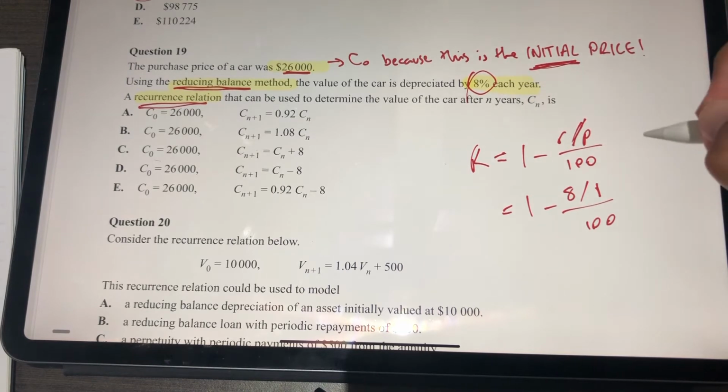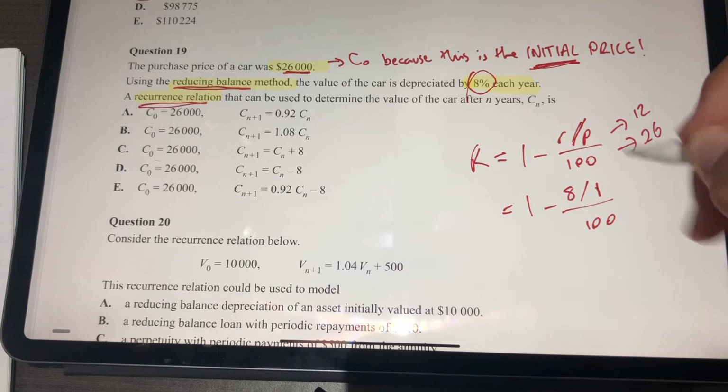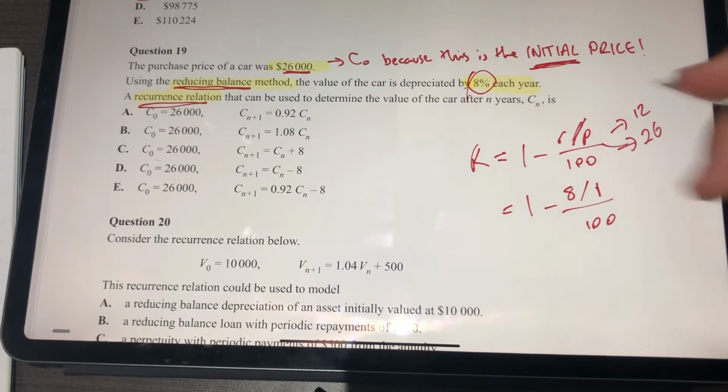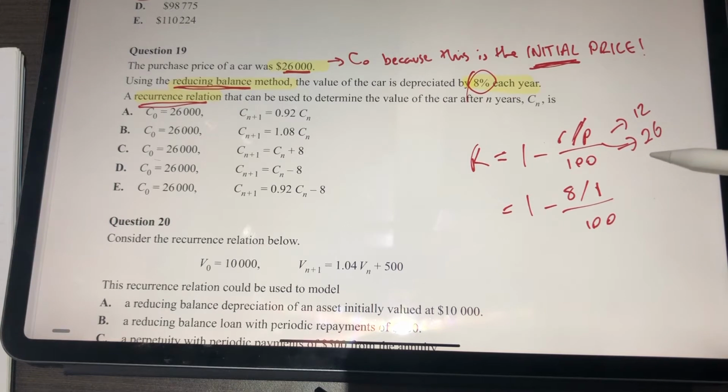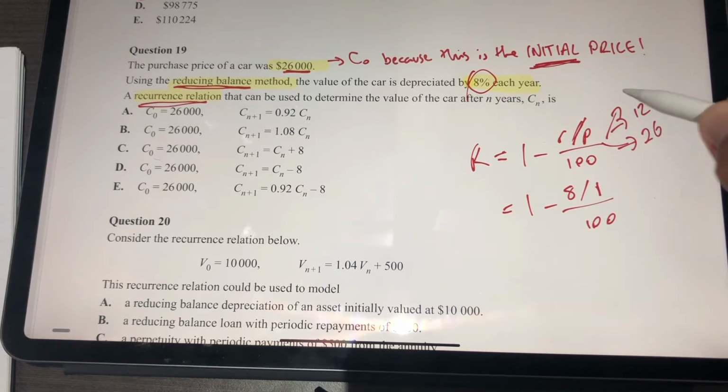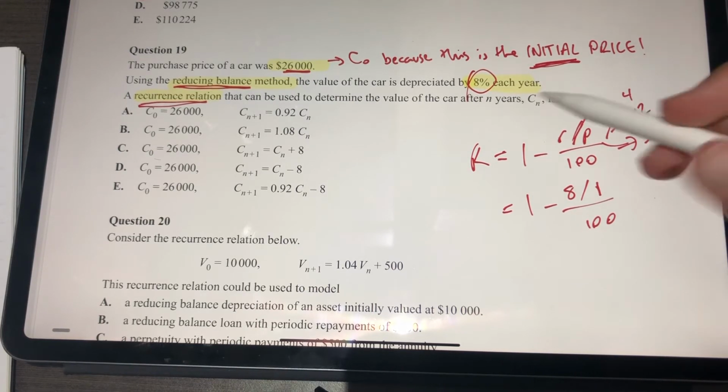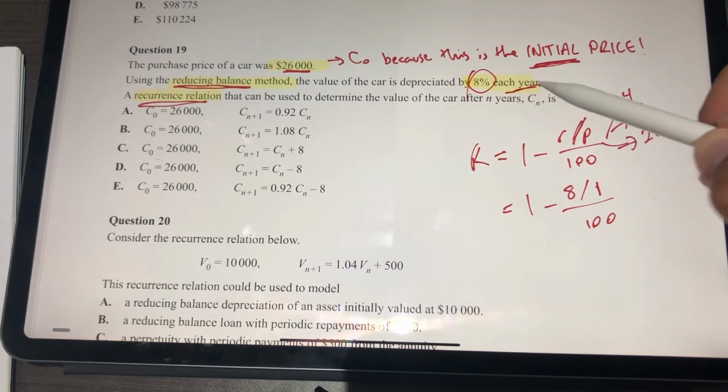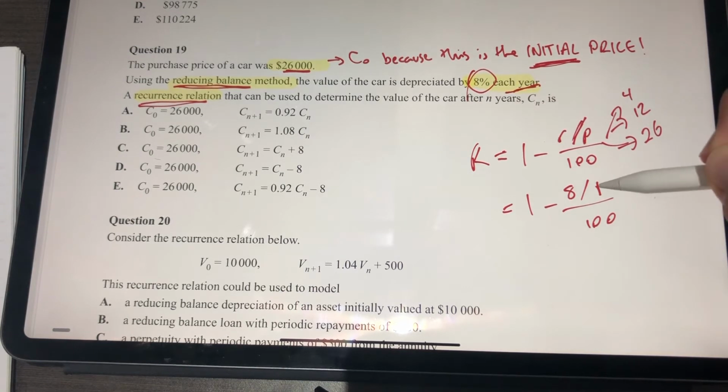Now if this said each month, P could be 12, each fortnight, 26. So P can be a number of things here, depending on what the question says. So month is 12, fortnightly, 26, quarterly would be 4. Each year is really important because that tells us that the period is 1.